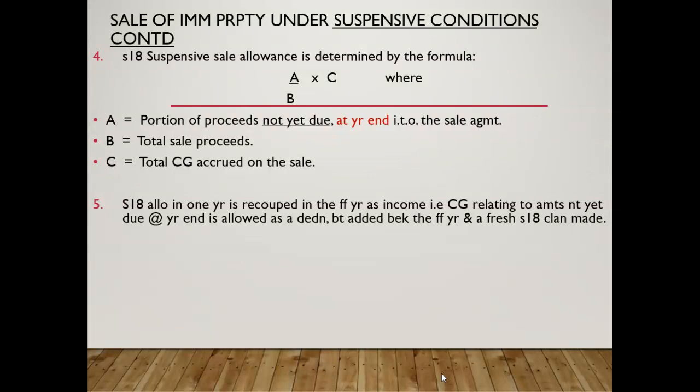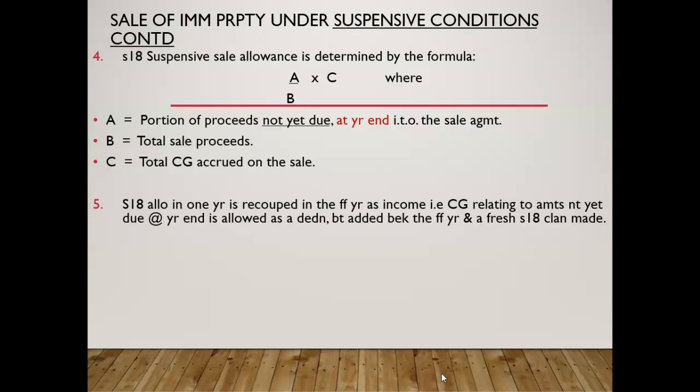The suspensive sale allowance in terms of Section 18 is determined by the formula A over B times C. This one you have to take down if you are not writing anything. Where A is the portion of the proceeds not yet due at the year end in terms of the sale agreement, so A is just your outstanding balance at year end. B is the total sale proceeds. C is the total capital gain accrued on the sale. So this is how you calculate it: A over B multiplied by C.